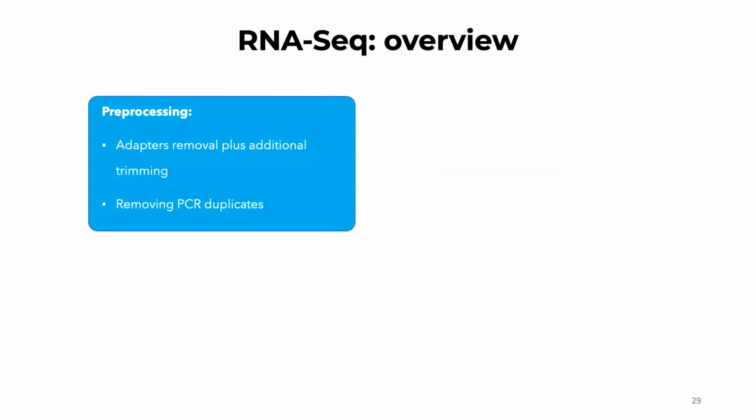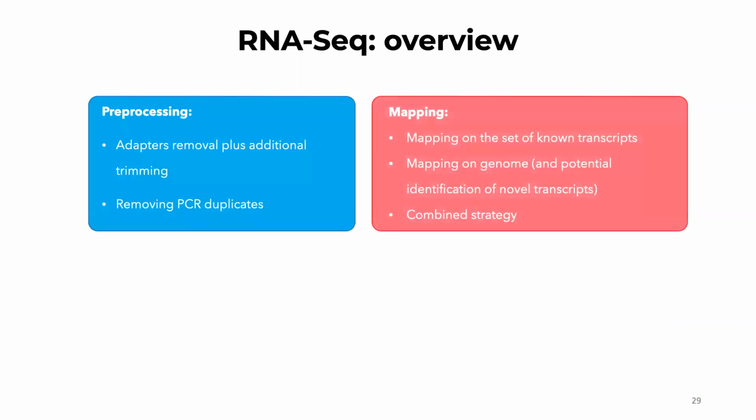Okay, so let's do an overview. What would be the step number 1? That would be pre-processing, right? Then after we do pre-processing, we do mapping. We map those reads that have been cleaned up and prepared onto either the reference genome or the reference transcriptome.